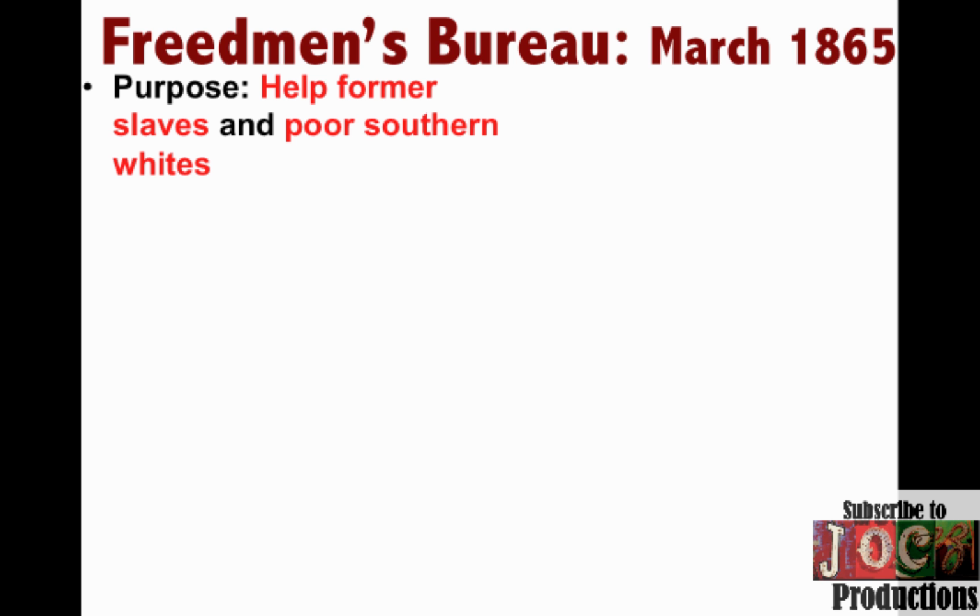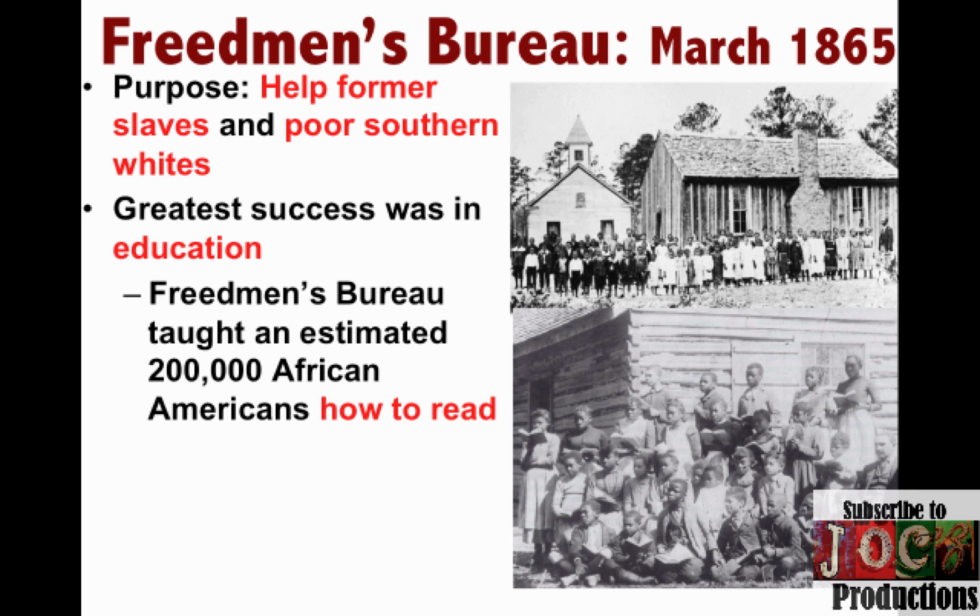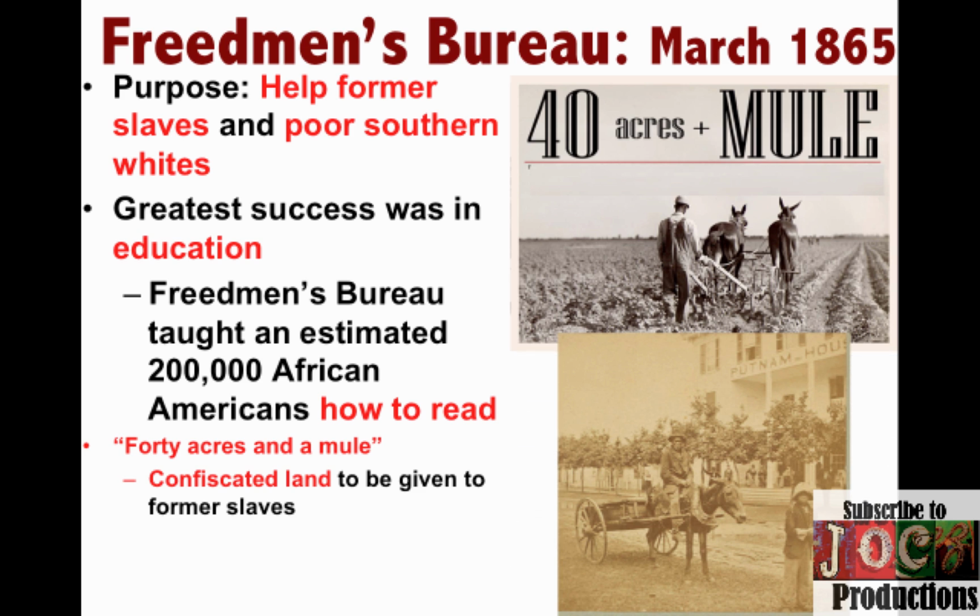And Congress addresses this in March of 1865, and they create something called the Freedmen's Bureau. This was to act as kind of a welfare agency for former slaves and also poor Southern whites who were impacted by the war or suddenly found themselves free. It was supposed to give food, shelter, and basic medical care to those impacted by the war, but its greatest area of success was in that of education. The Freedmen's Bureau creates something like 3,000 schools throughout the South, and it's estimated taught over 200,000 African Americans how to read.